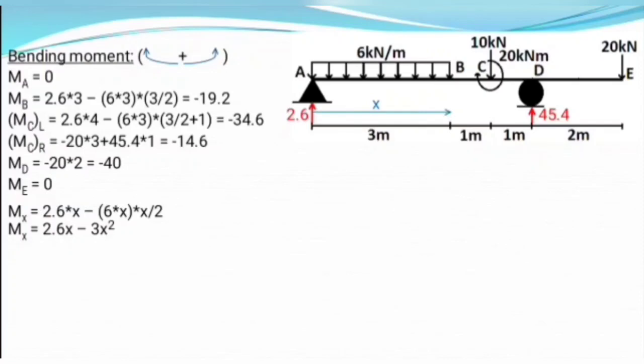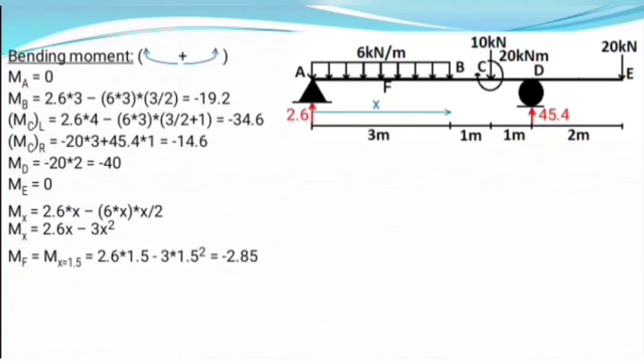So now we can use this equation to find the value of bending moment at any point between point A and B. For example, if we need to find the value of bending moment at point F, which is the midpoint of AB, we can just substitute x equal to 1.5, because 1.5 is the middle point of the 3 meter span, which is half of 3 meter, 1.5.